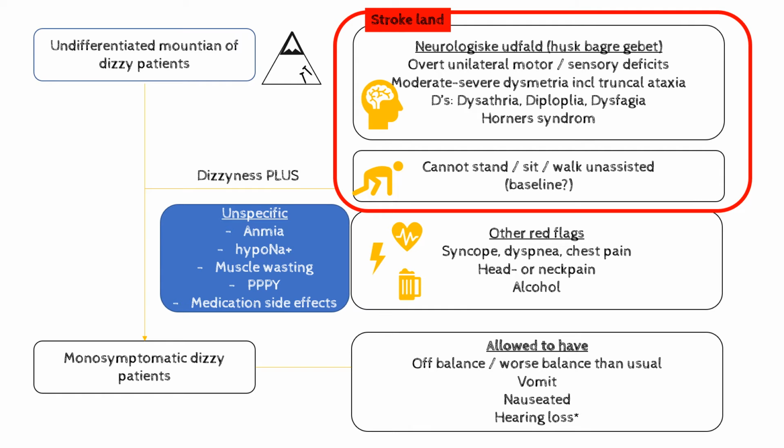The medical conditions that I would encourage you to think about in the studies are things like anemia, hyponatremia, muscle wasting, and BPPV, which would be positional vertigo, and panic attack. I think this is a Swedish term. I cannot remember the English term, but it is anxiety-evoked dizziness, which is quite common. And then you have your medication side effects.